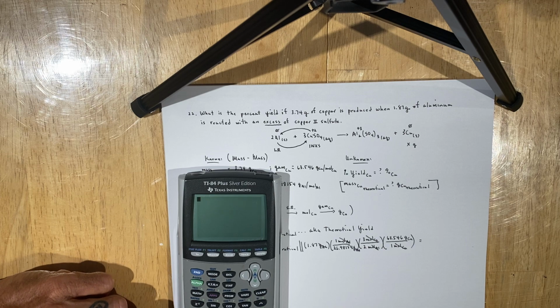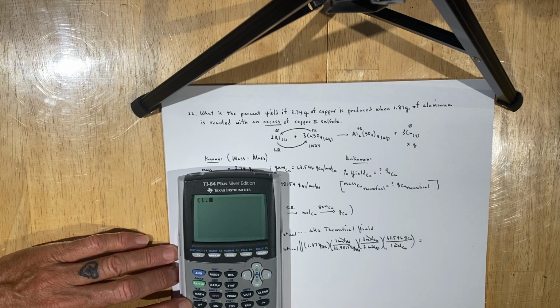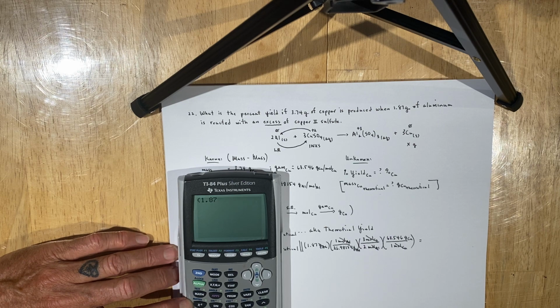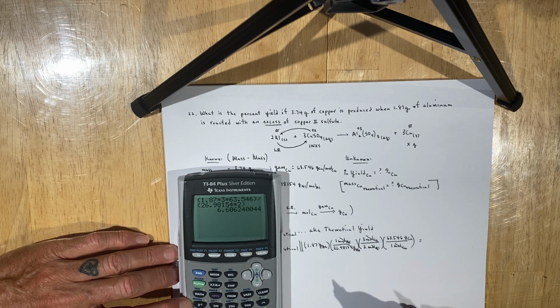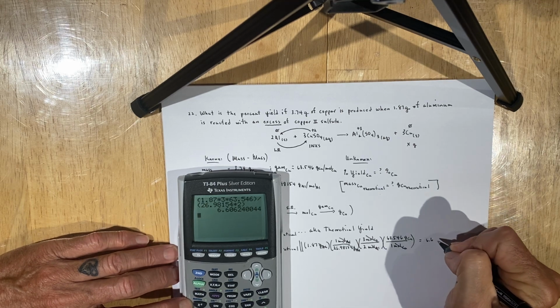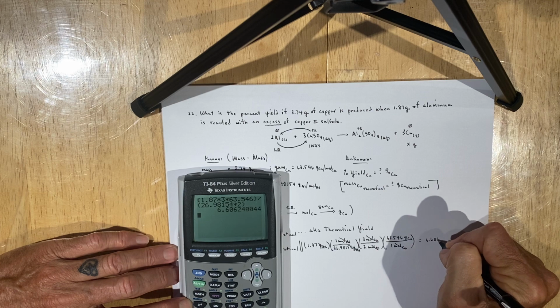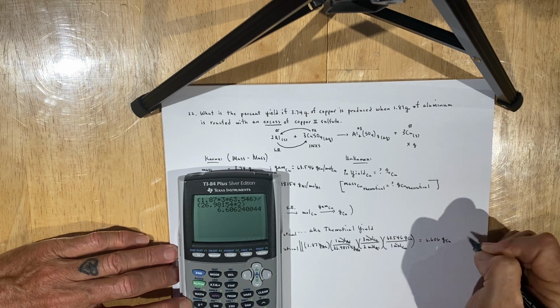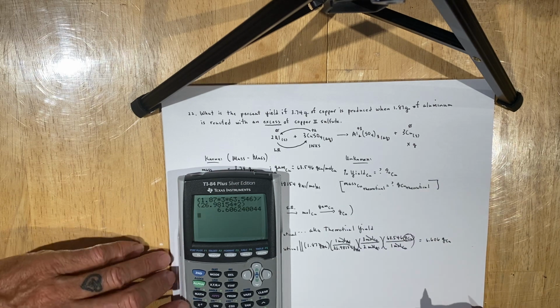I'll take out my handy dandy TI-84 calculator, we're going to start with 1.87 grams of aluminum times 3 moles of copper times 63.546 divided by, parentheses, 26.98, which is the gram atomic mass of aluminum, times 2 times 1, and we get a value here of 6.606 grams of copper, which is exactly what we want. That's the unit that we want.